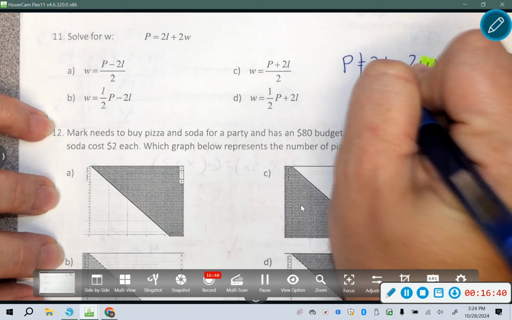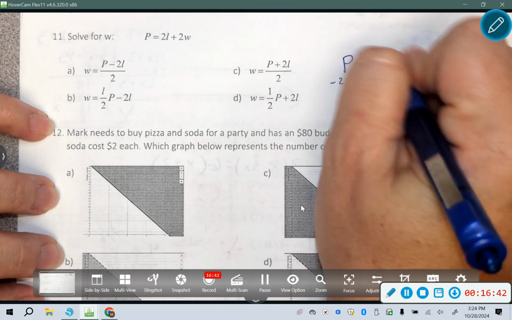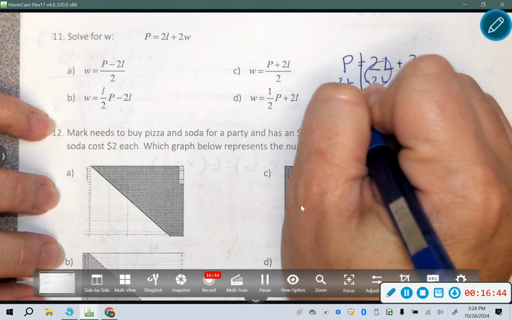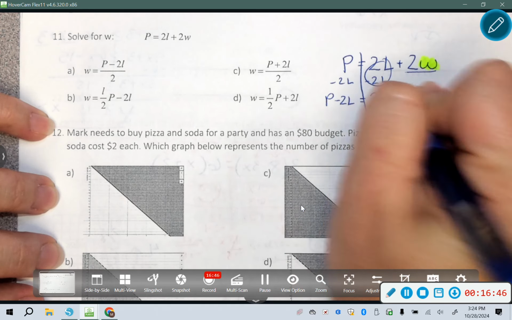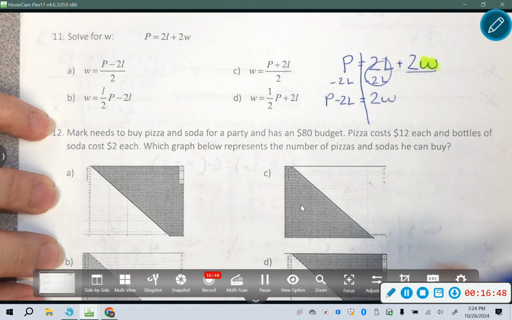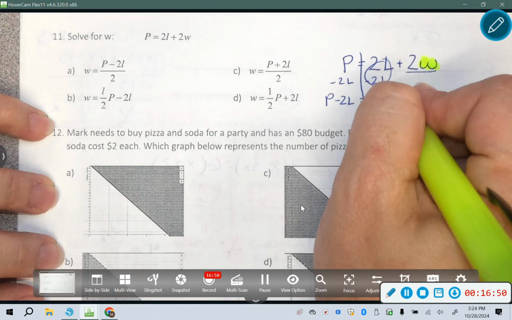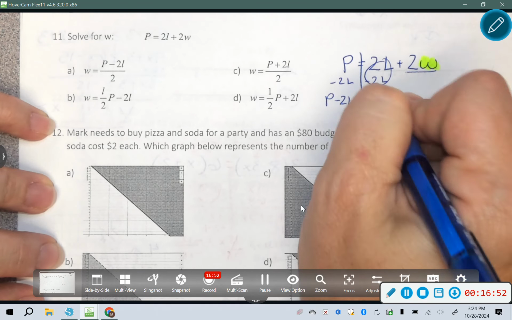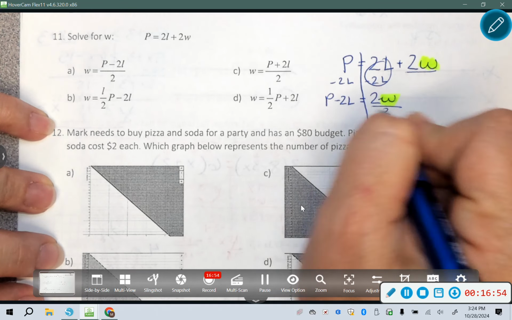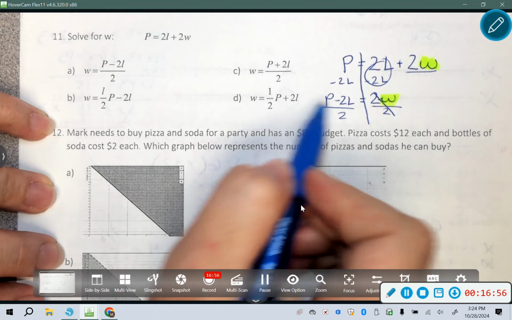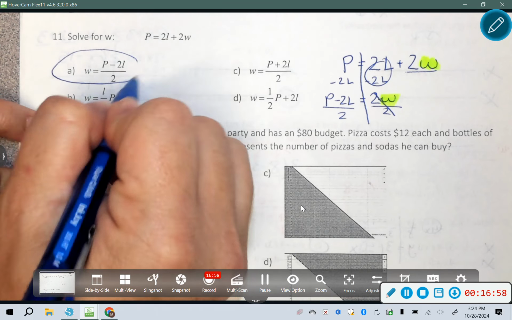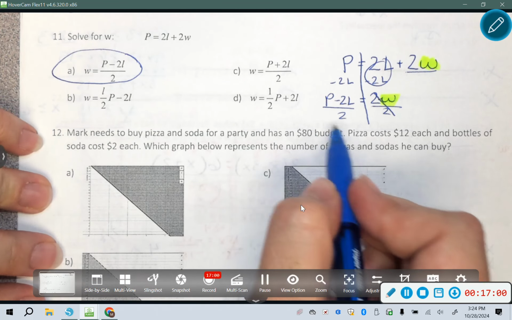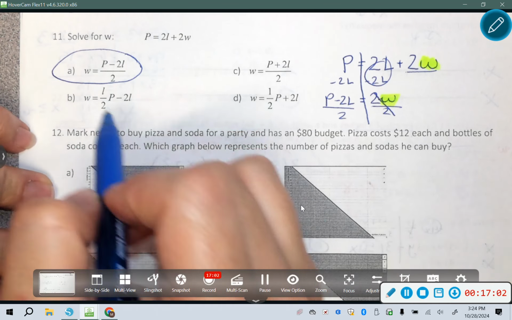So I'm going to do minus 2L, and I have P minus 2L equals 2W. Well, last thing I need to do to get W by itself, they're touching, and that means multiply. So the opposite of multiply is to divide both sides by 2, which is just A. Now, technically, you could have separated and simplified, but they did not, so it doesn't matter.